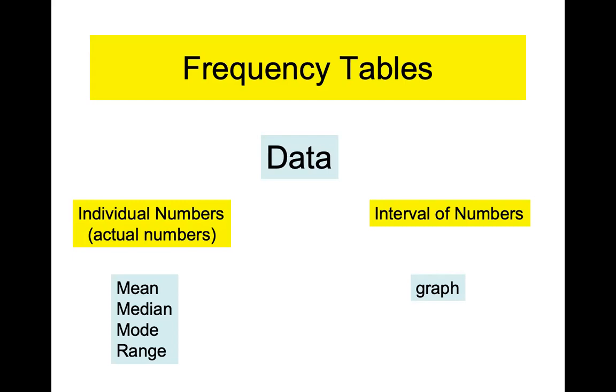The tables actually look kind of exactly like each other. But one is going to have individual numbers, and the second one is going to have an interval of numbers. And as I said, sometimes when I'm just saying the words without actually doing it, it doesn't make as much sense. So the best way to show you this is to simply do a couple.